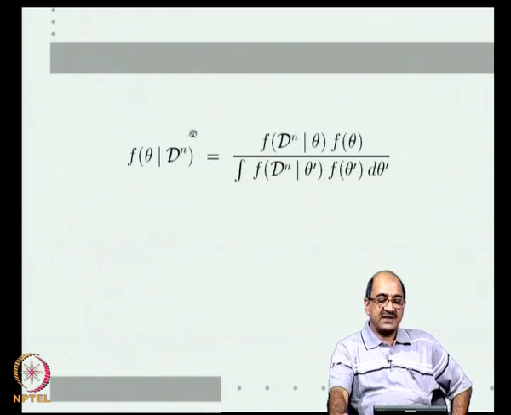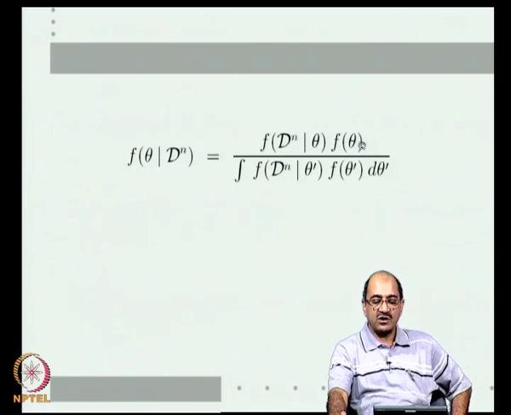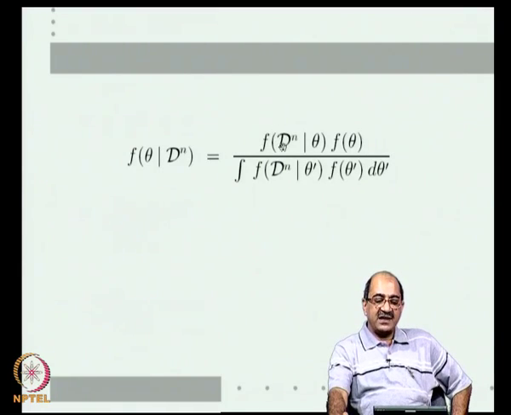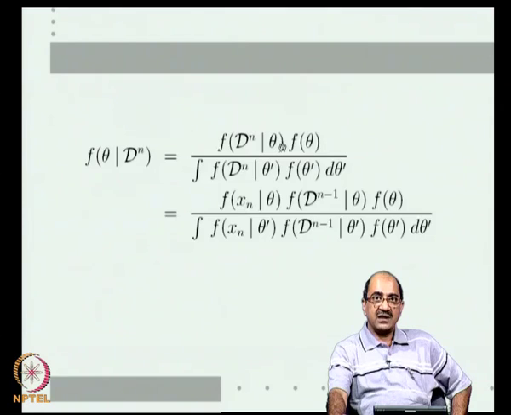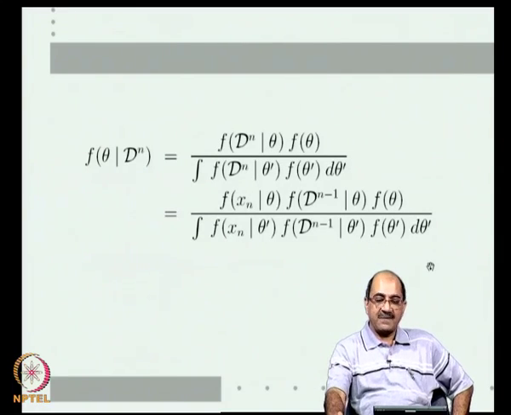This is the posterior density f of theta given D n. Using Bayes rule, it is f of D n given theta times f of theta, divided by the normalizing constant, the integral of f of D n given theta prime times f of theta prime d theta prime. I put theta prime here because that is a dummy variable, not the same as the theta on the left side. Now, I can write f of D n in terms of f of D n minus 1, as we just saw. So, I can write the numerator as f of x n given theta times f of D n minus 1 given theta times f of theta. Once again, the denominator is the same thing: the integral of f of x n given theta prime times f of D n minus 1 given theta prime times f of theta prime d theta prime.